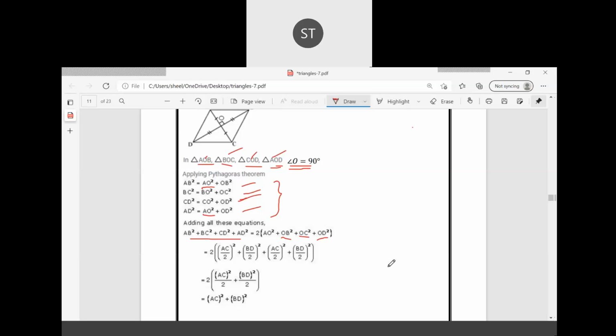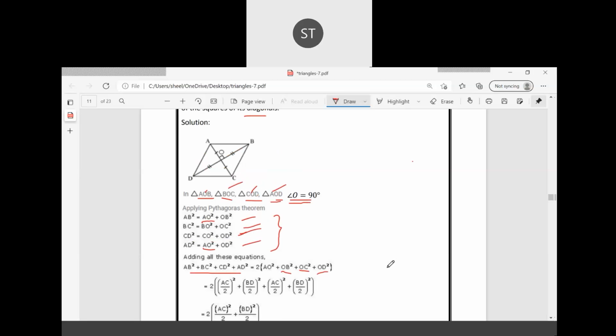Now the next step: we are not applying another Pythagoras theorem, we are applying the diagonals bisect each other property. If you check the diagram, OA equals AC by 2, right? So we are writing here AC by 2 whole square. Similarly, OB means BD by 2 whole square, OC means AC by 2 whole square, OD means once again BD by 2 whole square. So squaring, we get AC square by 4, BD square by 4, AC square by 4 and BD square by 4.